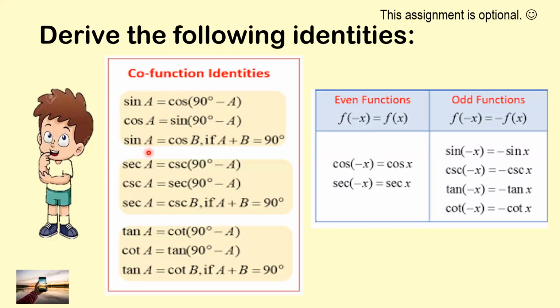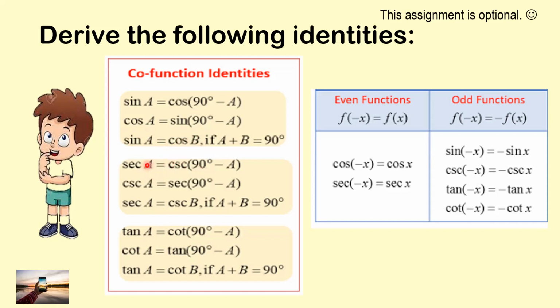Okay? Yung sine A equals cosine B, if A plus B, parang ito yung shortcut nitong dalawang to. Sine A is equal to cosine B if A plus B is equal to 90 degrees or if they are complementary angles. Okay? Kunwari, sine 20 is equal to cosine 70. O di kaya, sine of 10 degrees is equal to cosine of 80 degrees. O di kaya, kunwari, sine of 75 degrees is equal to cosine 15 degrees. Yun, things like that. Okay?